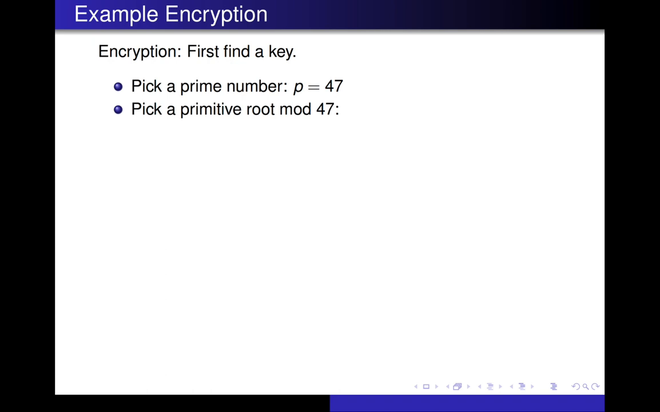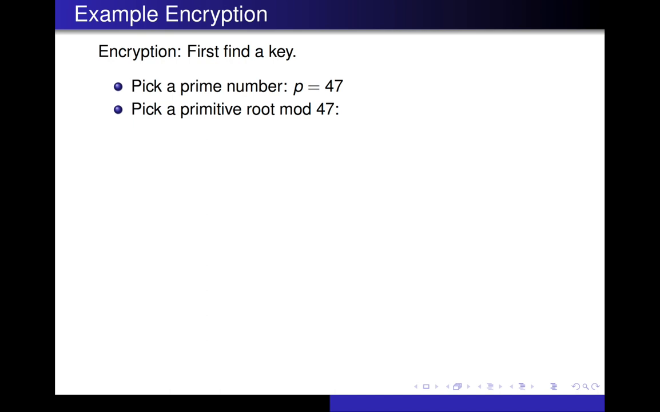We've got to pick a primitive root mod 47. Now that is difficult, right? Because in principle, what you would do is you look at a bunch of numbers, look at all their powers from that number to the 1 to that number to the 46, and see if you get all the numbers between 1 and 46. That can get old real quick.